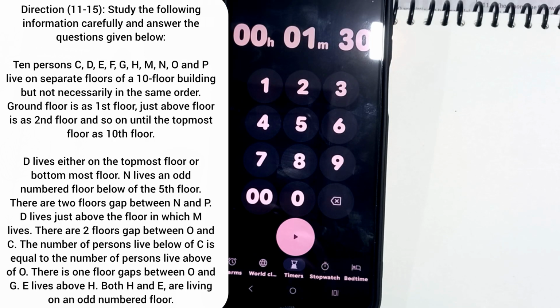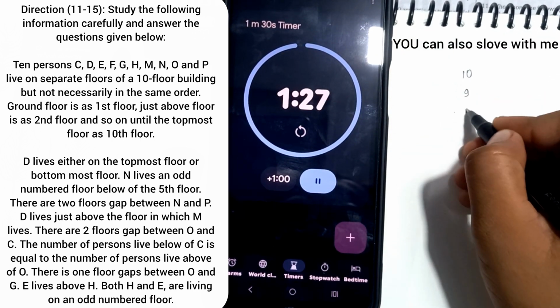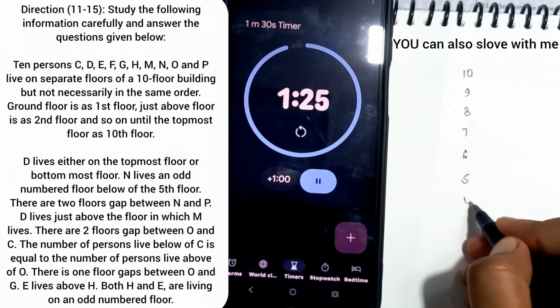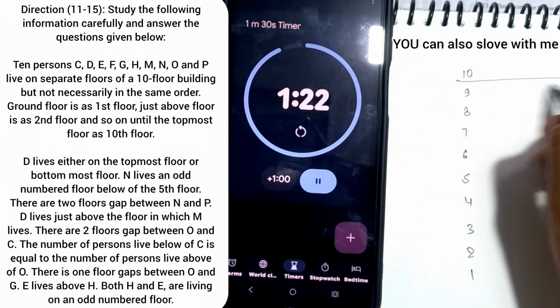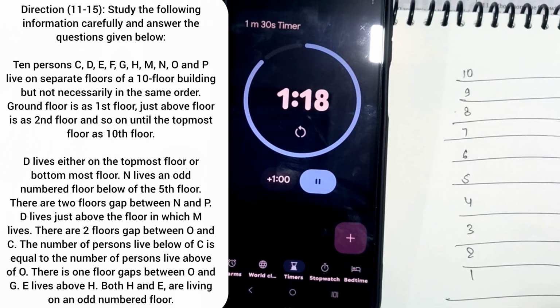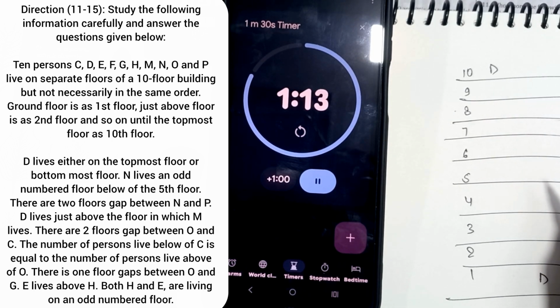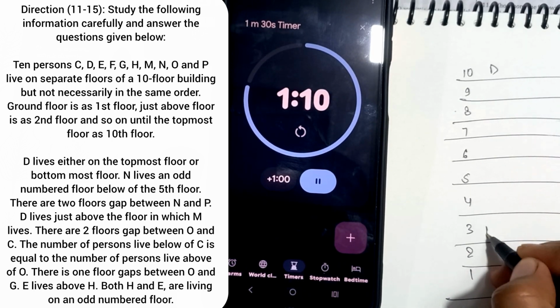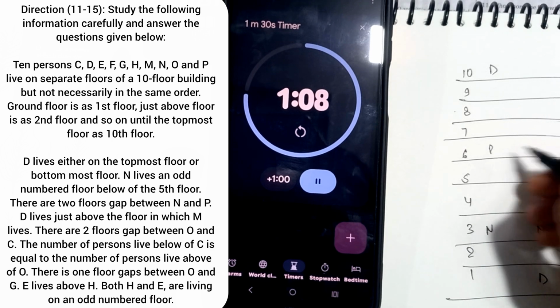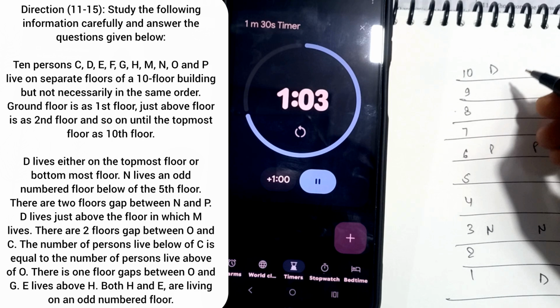Hey everyone, today I am telling you how I solve a clerical-level puzzle in 1 minute and 30 seconds. So let's begin. 10th floor, 7, 6, 5, 3, 2, 1. D leaves topmost or bottommost, and leaves odd number floor below 5th. 2 floor gap between N and P. D lives just above M.